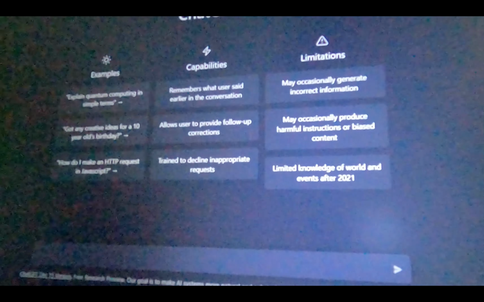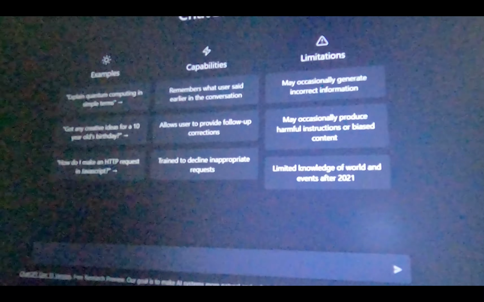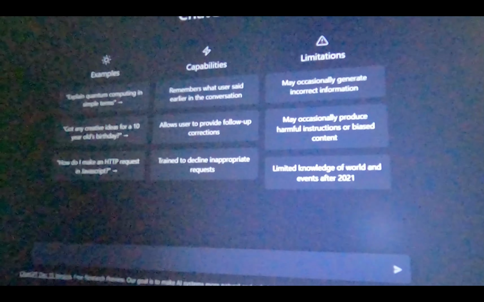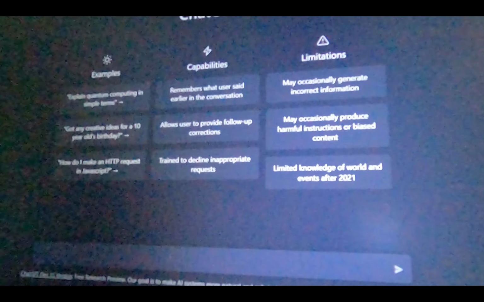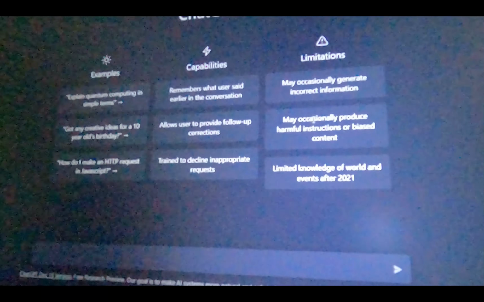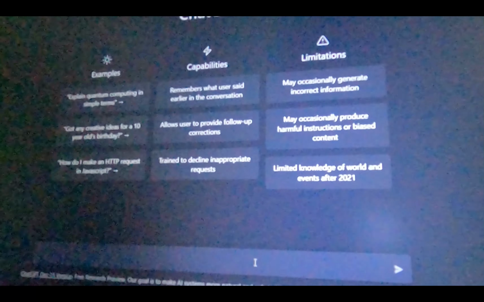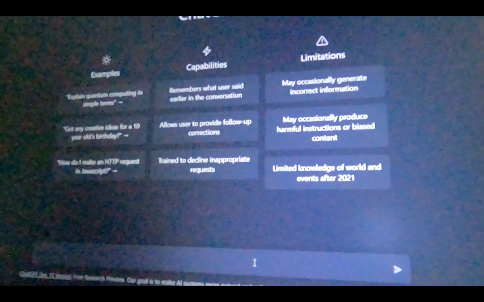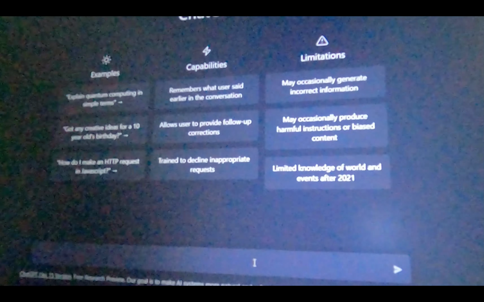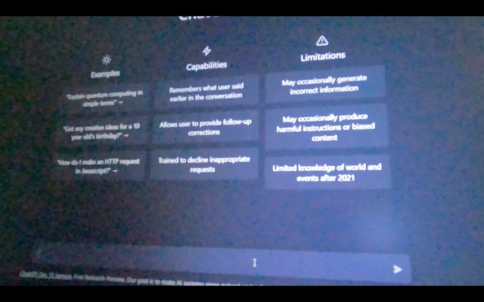It's actually very easy to access this website. Just go to openai.com. That's it. So now let's open a new chat. This is a new chat, and let's see what OpenAI's answers would be to our specific questions.